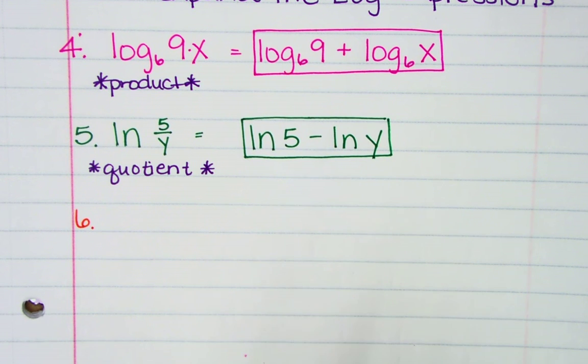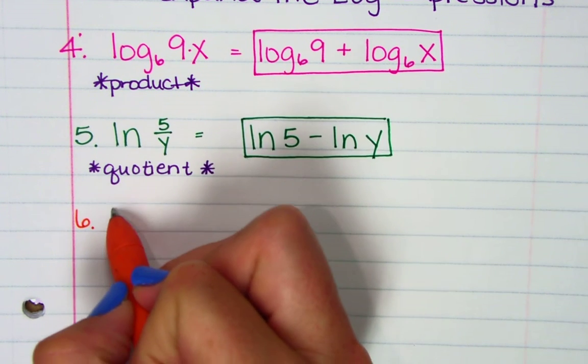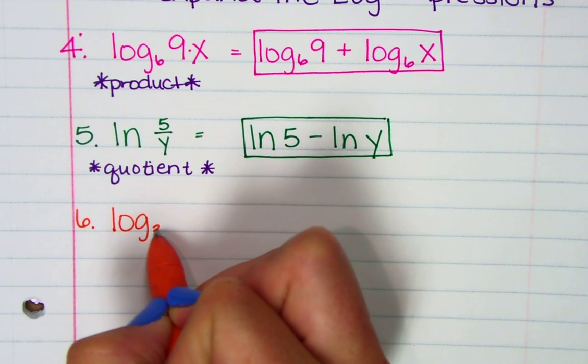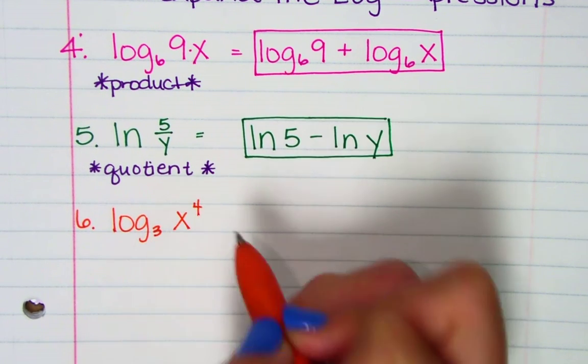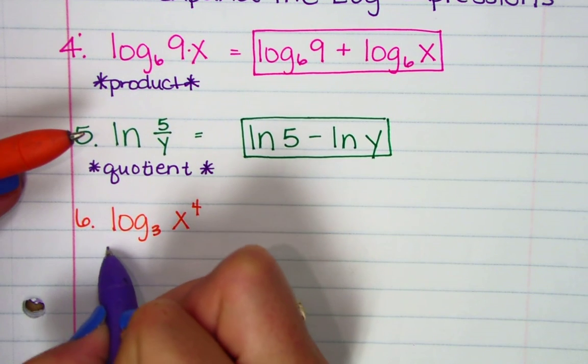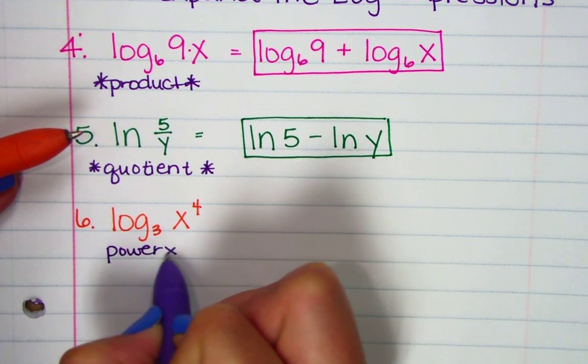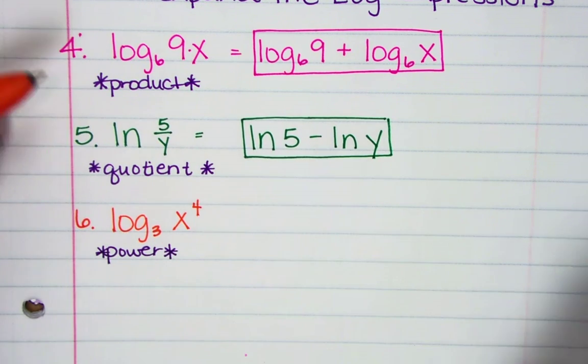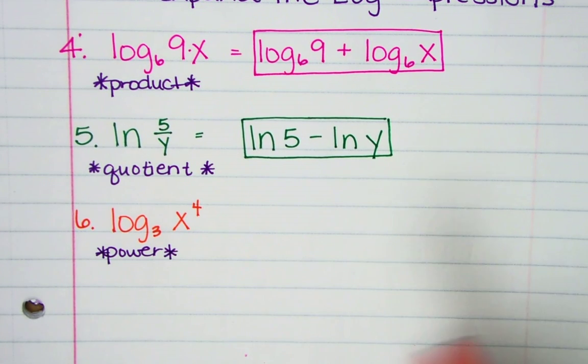Okay, y'all with me on that one? Any questions? Okay, number 6, log base 3 of x to the 4th power. Product, quotient, or power? Power, right? It's an exponent, so it's going to be power. And that's the only one. There's not anything else in there.